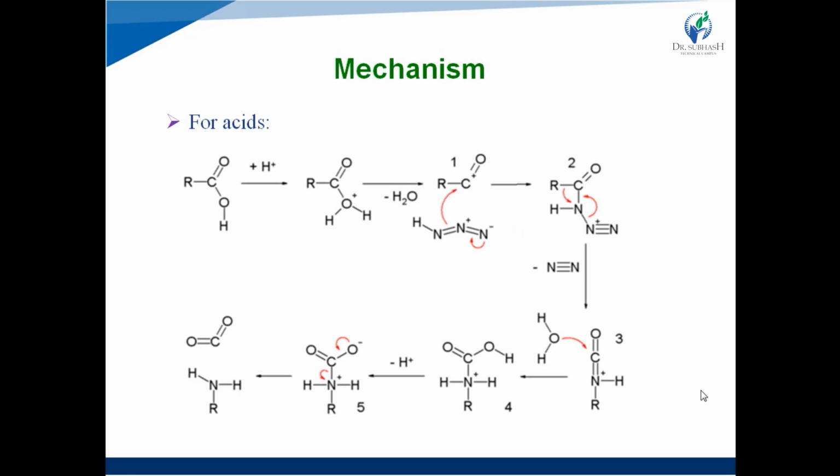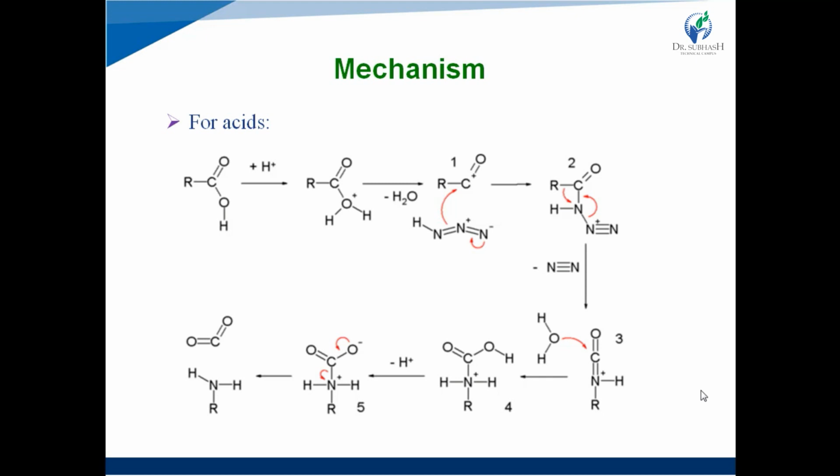Now mechanism. Say first the mechanism for acids. When acid undergoes this Schmidt reaction, how does it form the amines? In first step, acid undergoes protonation. Protonation of the oxygen of the OH group will occur and form the protonated acid.